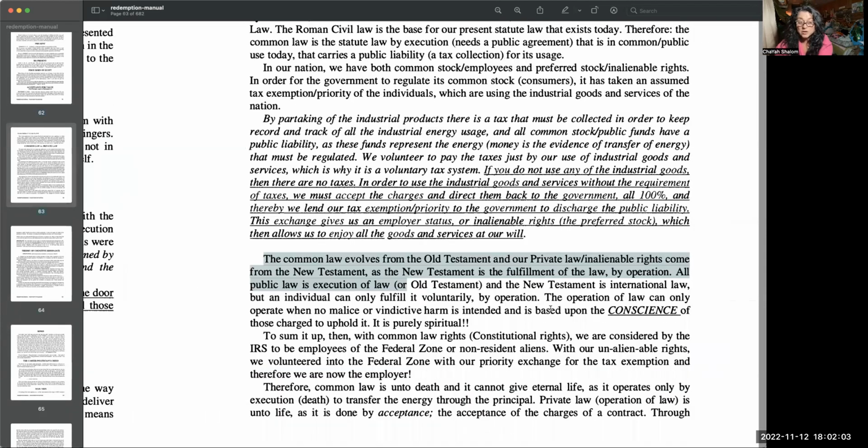So the common law evolves from the Old Testament, and our private law, inalienable rights, come from the New Testament.